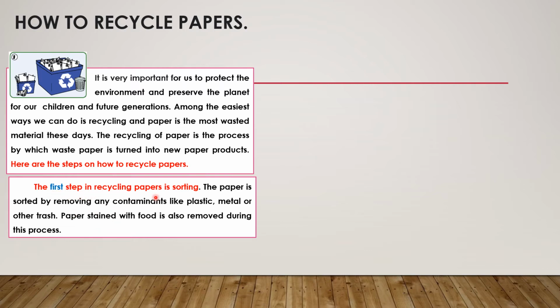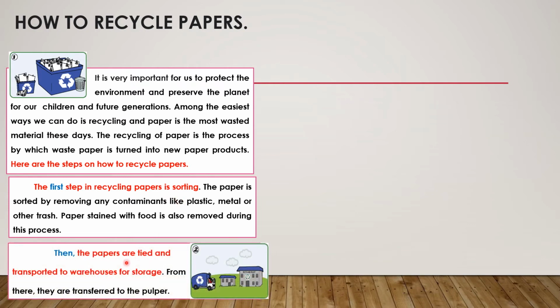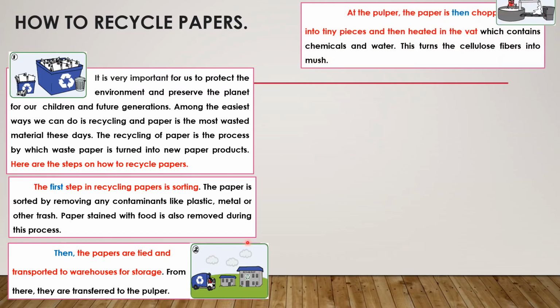So notice the writing over here. Then the papers are tied and transported to warehouses for storage. From there they are transferred into the pulper. So when we collect those and there are no more contaminants, they are tied and transported to a warehouse for storage. Later they are going to be transferred to a pulper. So what is a pulper?